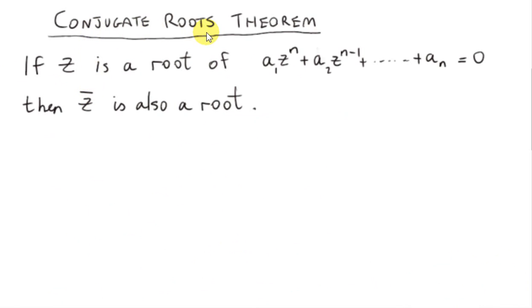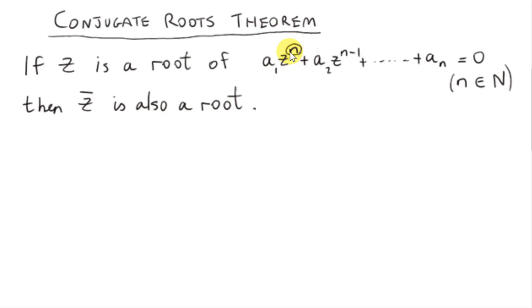Now here's a statement of the conjugate roots theorem. If z is a root of any polynomial equation, it doesn't matter what the degree is. The degree of this equation is n. I'm assuming here, by the way, that n is some natural number, so we're only going to take this case. Then the conjugate, z bar, is also a root. So the highest power is n.